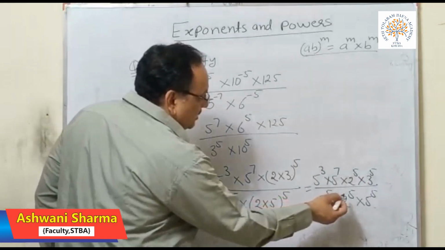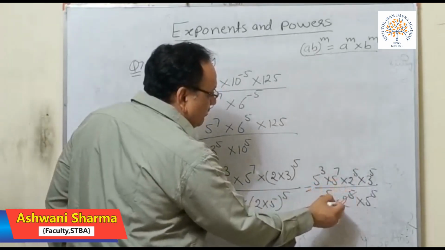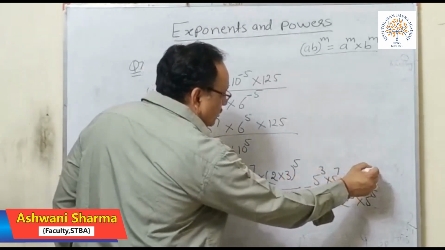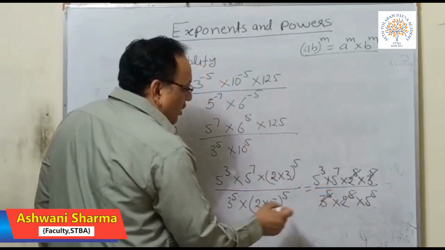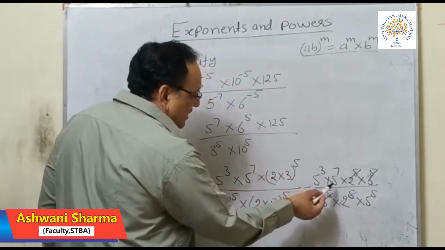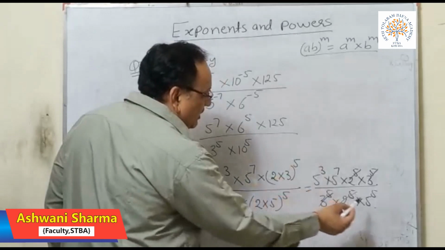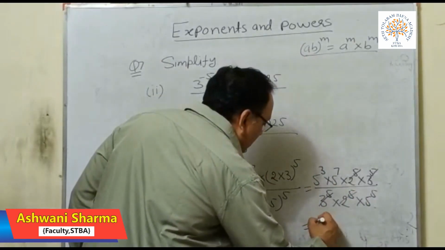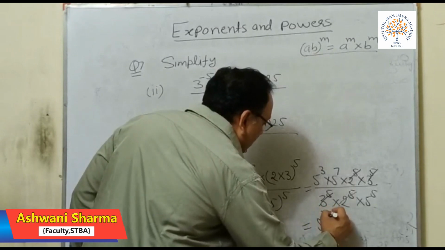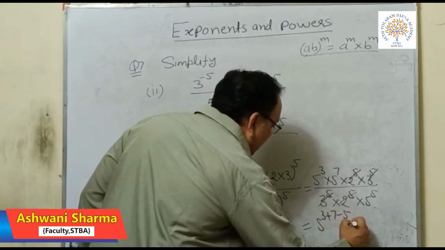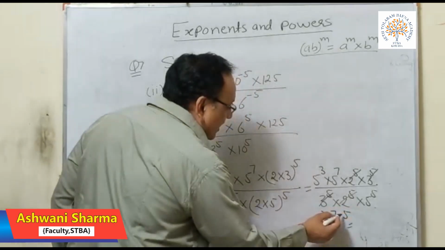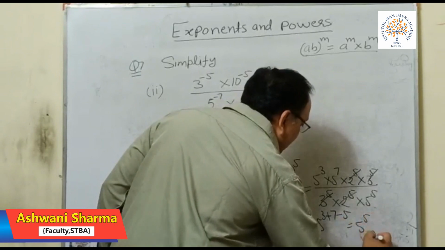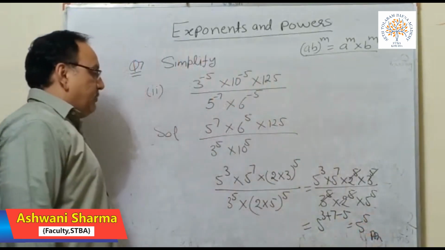Now we can cut 2 raised to the power 5 and 2 raised to the power 5, same number. 3 raised to the power 5 and 3 raised to the power 5, same number. Now we can write it 5 raised to the power 3 into 5 raised to the power 7 upon 5 raised to the power 5. We use the property: 5 raised to the power 3 plus 7 minus 5. 7 plus 3, 10. 10 minus 5, 5. 5 raised to the power 5 is the answer.